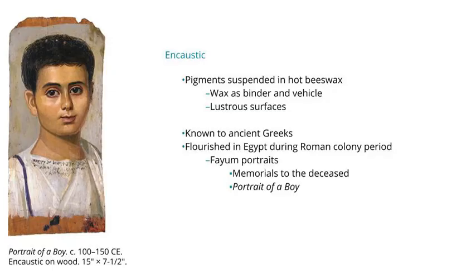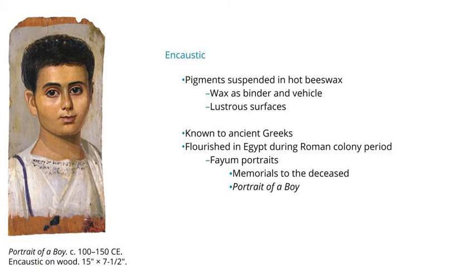Now let's look at encaustic. Encaustic is pigments that are suspended in hot beeswax, or just wax in general. But yeah, wax is the binder and the vehicle, and when you work with it, you create these very lustrous, very shiny, rich-looking surfaces.